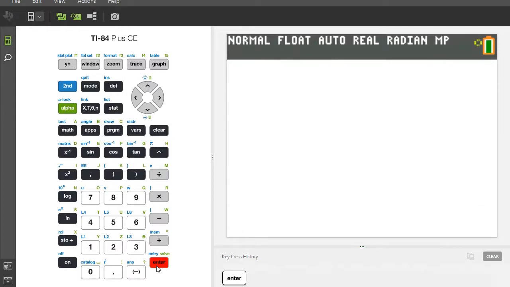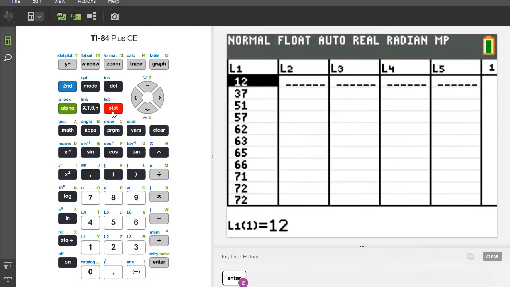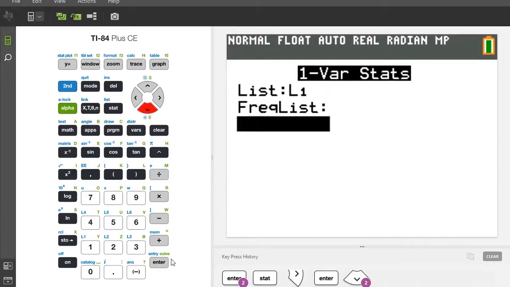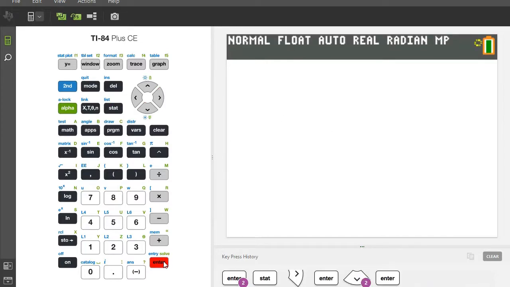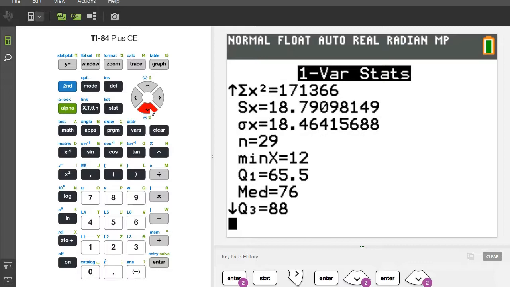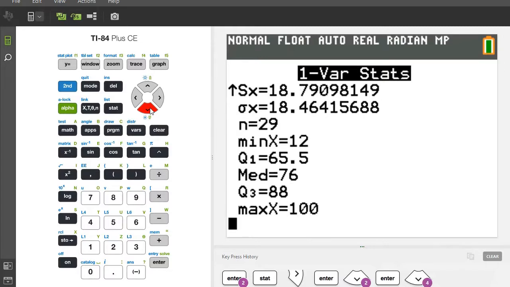So if we go Stat Edit, Stat Calculate, one variable statistics, and we calculate those. We end up with finding the mean test score, sample standard deviation, population standard deviation. What we'll notice is that Q1 was calculated to be 65.5. We calculated it to be 66.